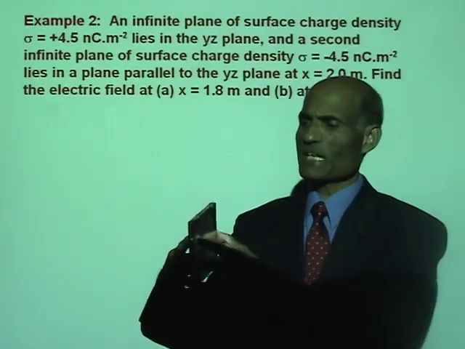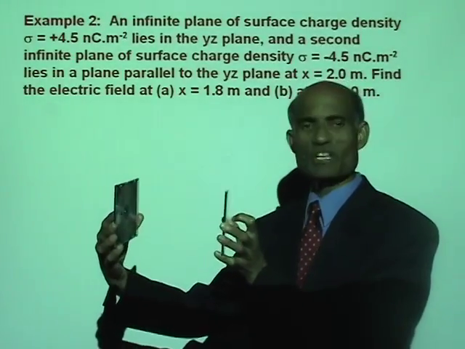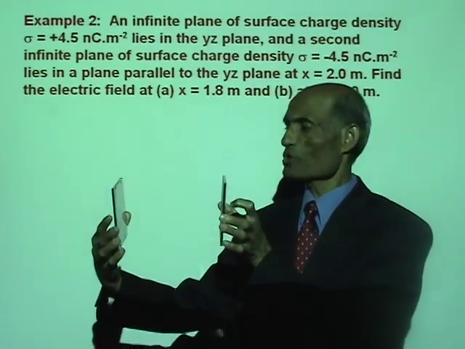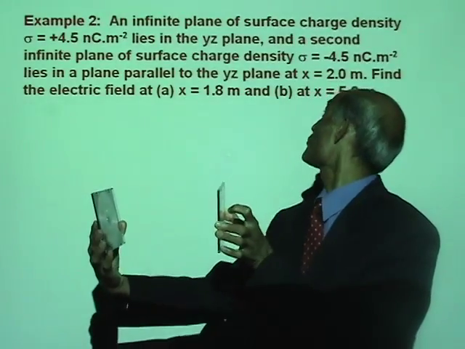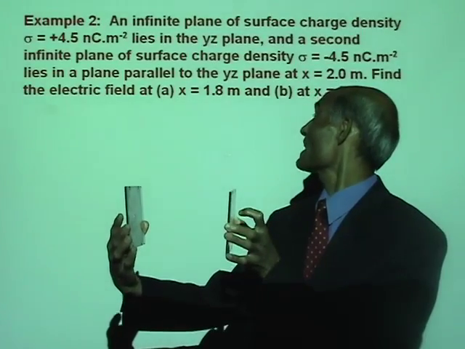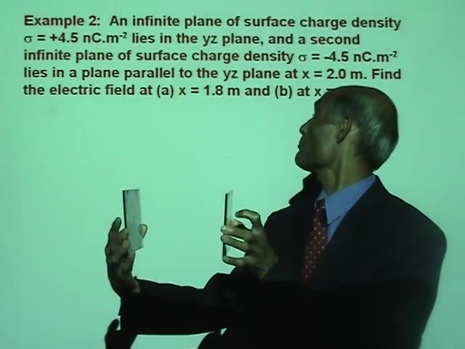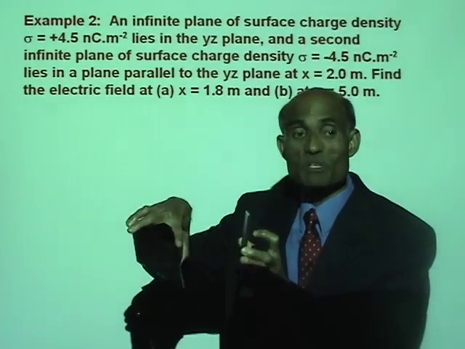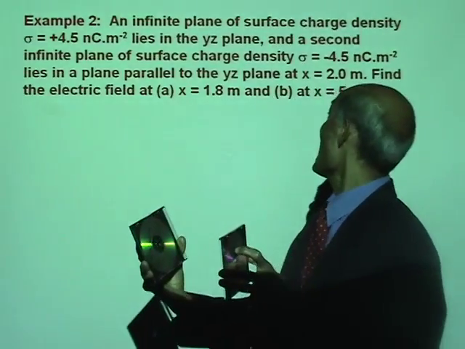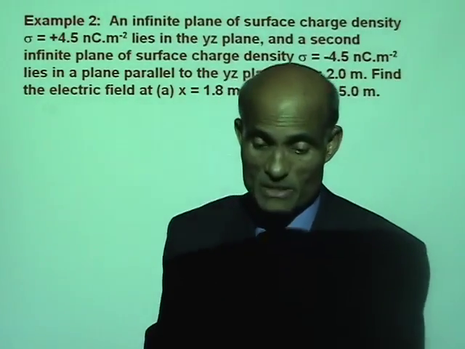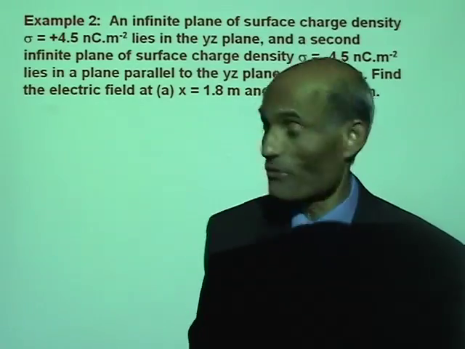Well, look at these two plane surfaces. It will look like this. One is at the origin, the other is at x equal to 2 meter, and we need to find the electric field at x equal to 1.8 meter. That means at a point in between the two planes, and at x equal to 5 meter, that will be outside. Let's draw a diagram of it.